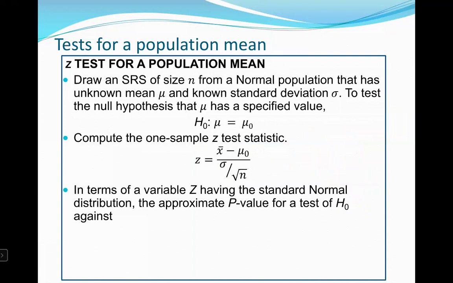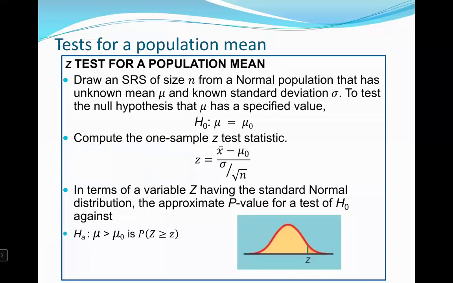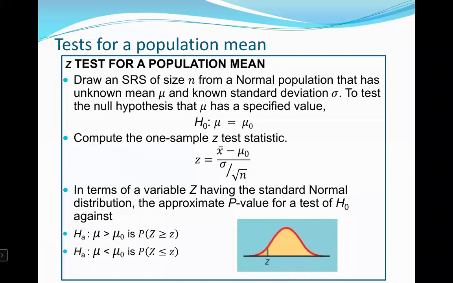So just borrow what you know from the past to help build up your understanding of what we're working on now. To compute the one sample z-test statistic, z equals x bar minus mu naught divided by the quantity of sigma divided by root n. In terms of the variable z having a standard normal distribution, the approximate p-value for a test of H naught against your alternate hypothesis.